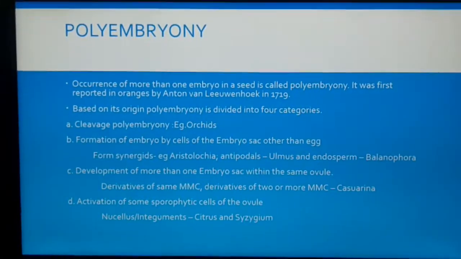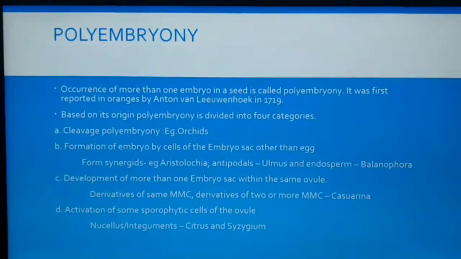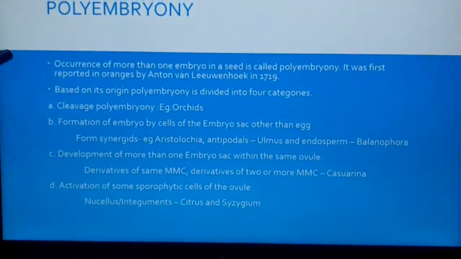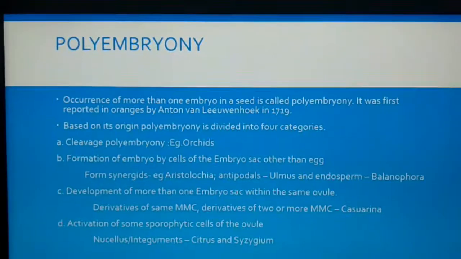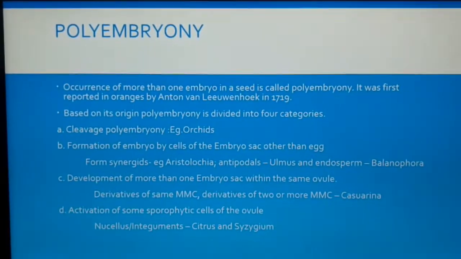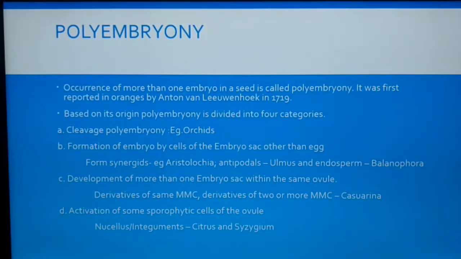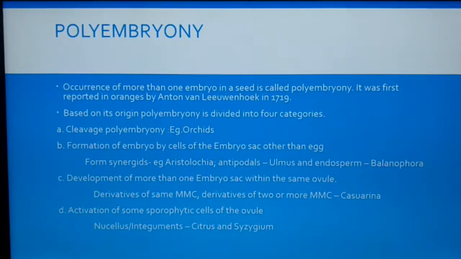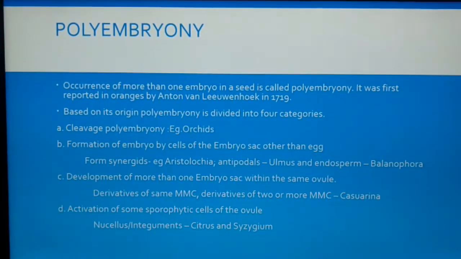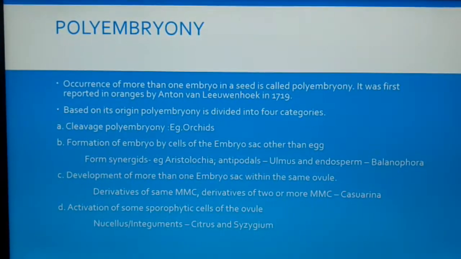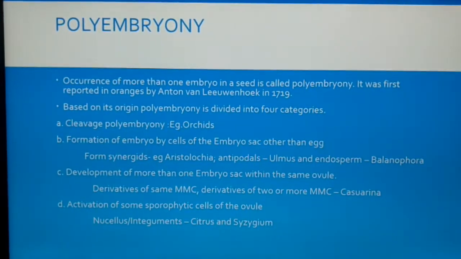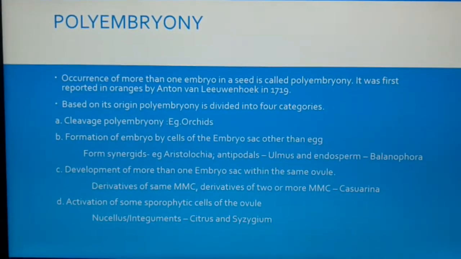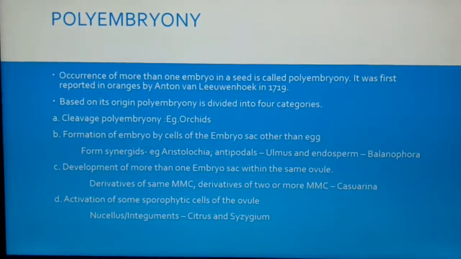The next topic is polyembryony. The occurrence of more than one embryo in a seed is called polyembryony. Each seed consists of a single embryo, but some plants possess more than one embryo, which is called polyembryony. Poly means many, embryony means embryo. The formation of more embryos in a seed is called polyembryony.